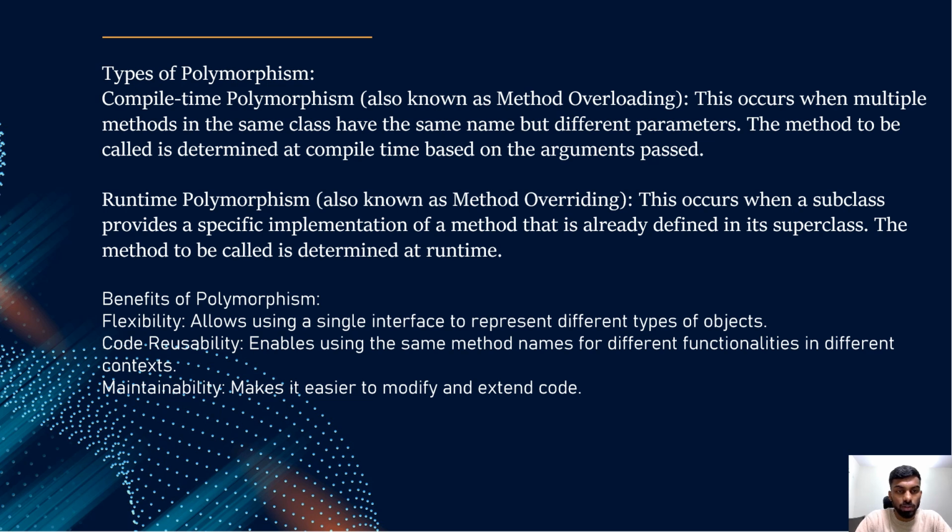Benefits of polymorphism. Flexibility: allows using a single interface to represent different types of objects. The second one is code reusability: enables using the same method names for different functionalities in different contexts. Maintainability: makes it easier to modify and extend code.